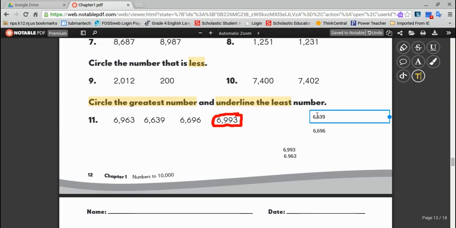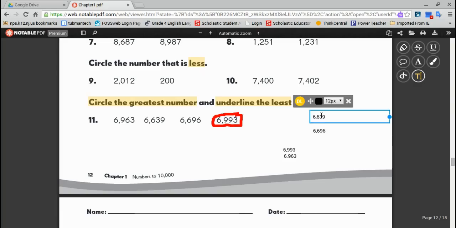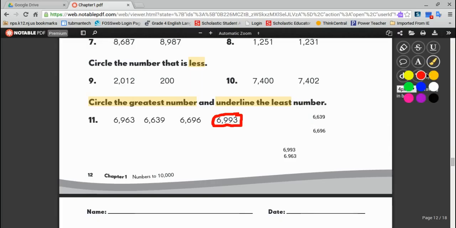So let's compare these two numbers. 6,000, 6,000, they're the same. 600, 600, they're the same. 3 tens and 9 tens. Now we have something that's different. And now we know that our 3 tens is smaller than our 9 tens. So that means we know that this number, 6,639, is the smallest. So here we go. We're going to underline that one right here. 6,639. And that's how we do number 11.